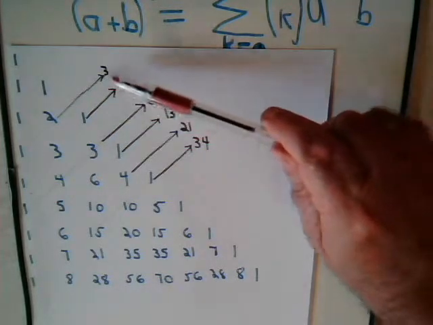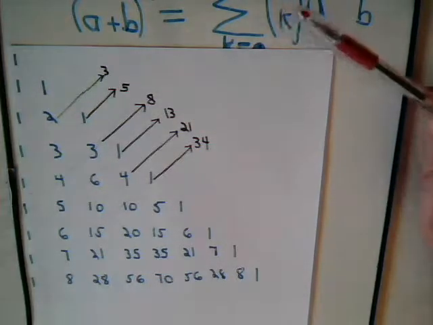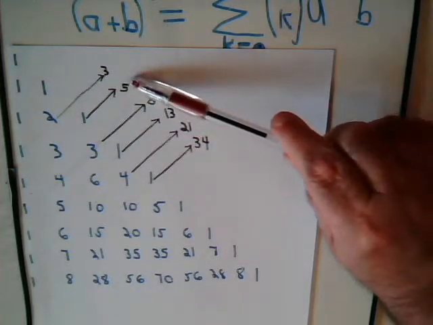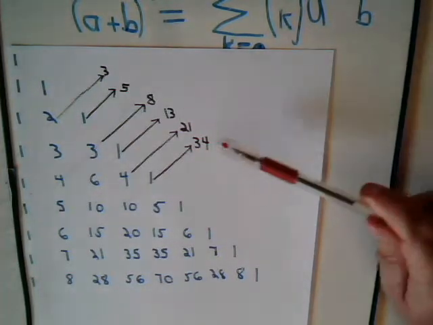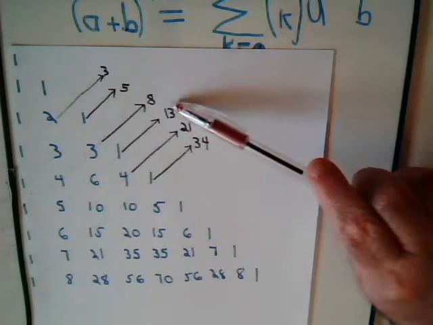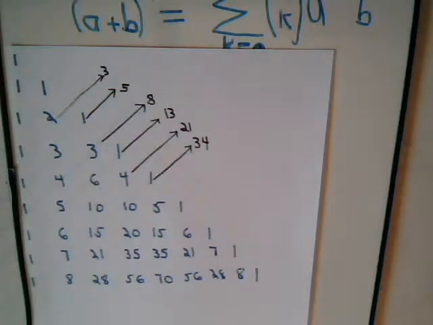And you can see that these numbers here, how do we get 8? By adding these two together. How do we get 13? By adding these two together. How do we get 21? By adding these two numbers together. So from Pascal's triangle, we also generate the Fibonacci sequence.